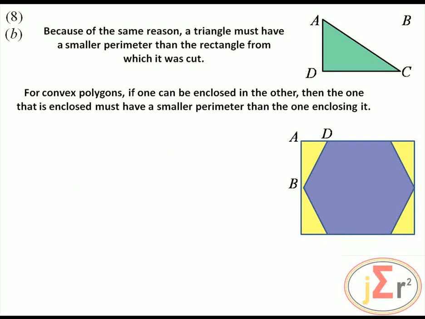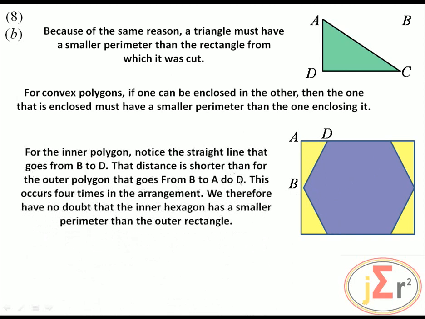Now, for convex polygons, if one can be enclosed in the other, then the one that is enclosed must have a smaller perimeter than the one enclosing it. So, since we have this 1, 2, 3, 4, 5, 6, six-sided figure, we have that hexagon inside of this rectangle or square. We are sure that the hexagon is of a smaller perimeter than the square or rectangle that we have right there.